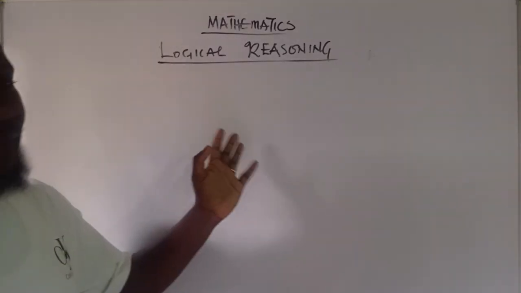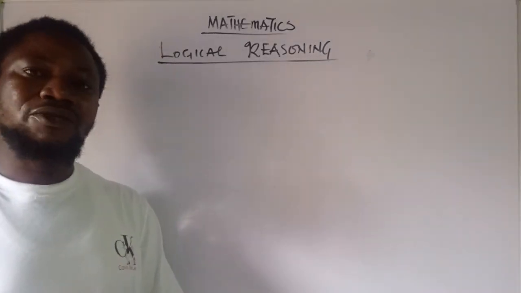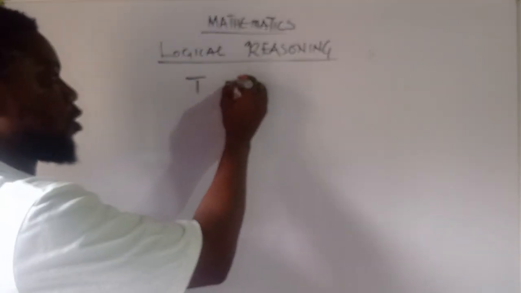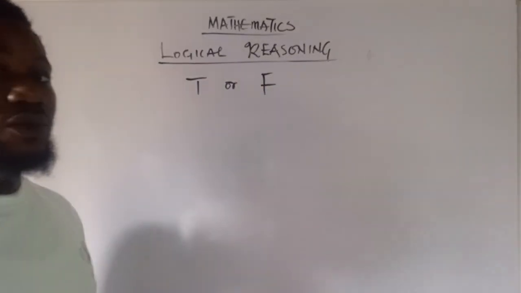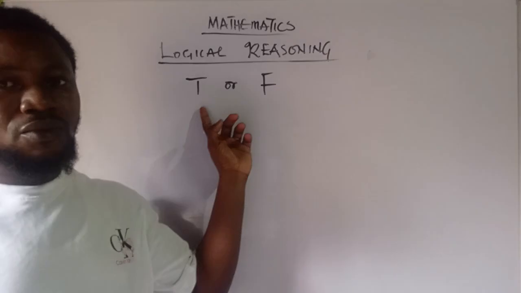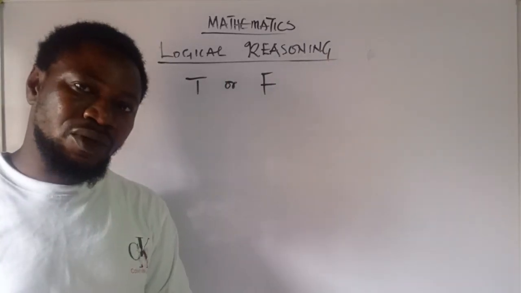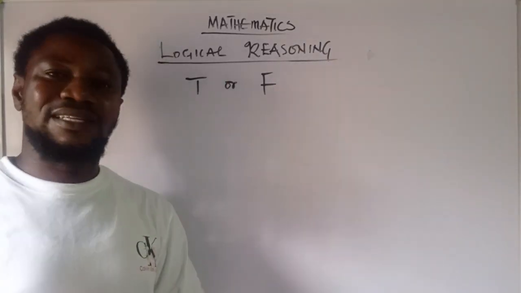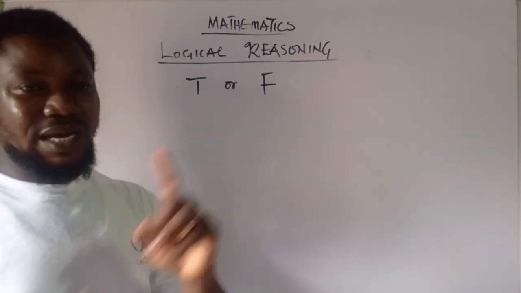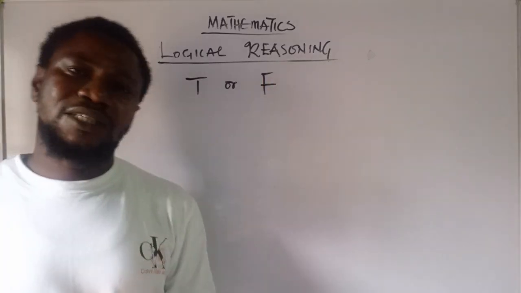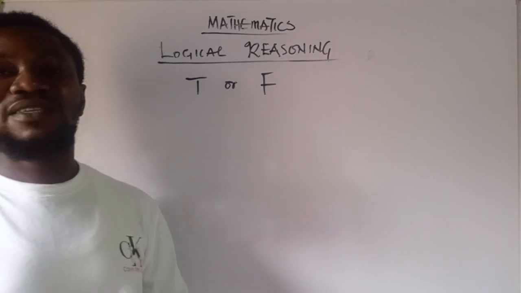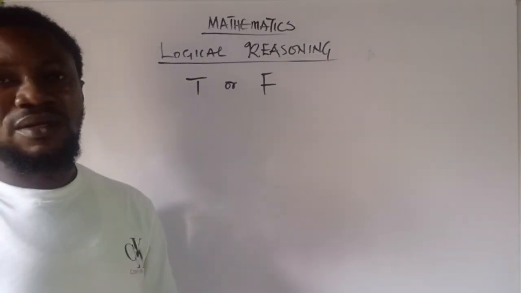Now for a statement to be logical, such a statement is either true or false and not both. No statement will be true and false at the same time. So if such a statement ever existed, then it's not logical. So for every statement to be logical, it is either true or false. That is why we say that the truthfulness or falsity of any given statement is its truth value.